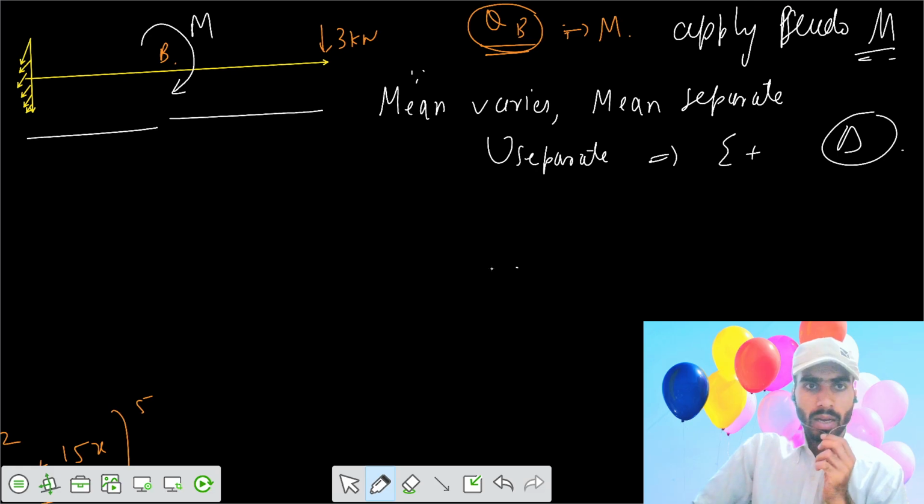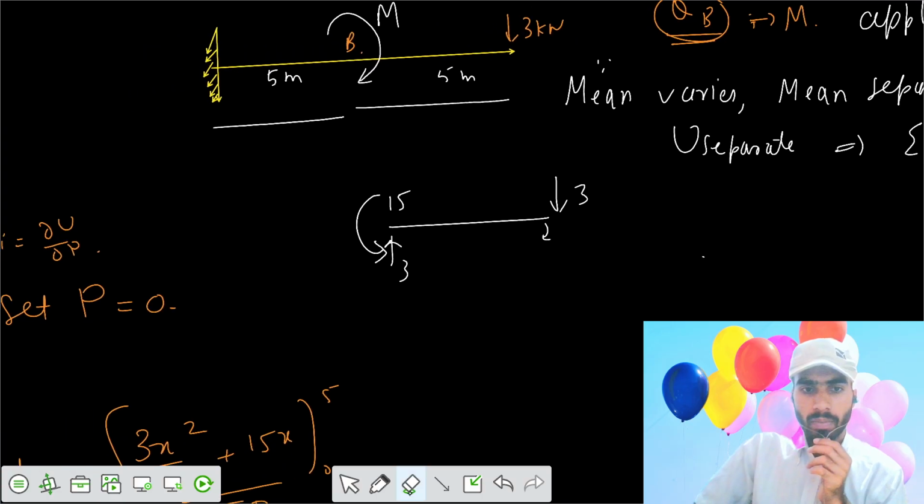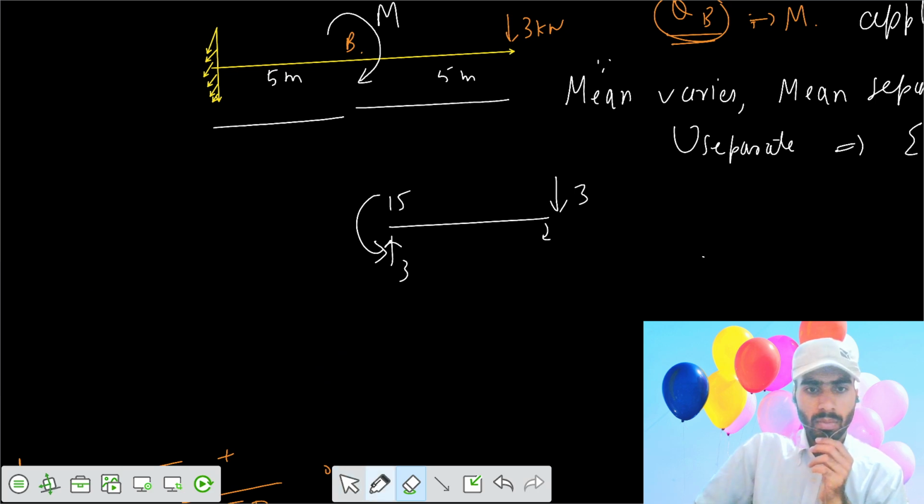So similarly, we can transfer the effect of 3 kilonewton to this part. Say this was your 5 meter. If you draw the free body diagram, shear force 3, and a moment of 3 into 5 clockwise, this would be anti-clockwise 15. So this would be transferred to that part of the beam. There is already a moment of m clockwise acting there, and 15 also is acting there, and a shear force downwards equals 3 kilonewton.